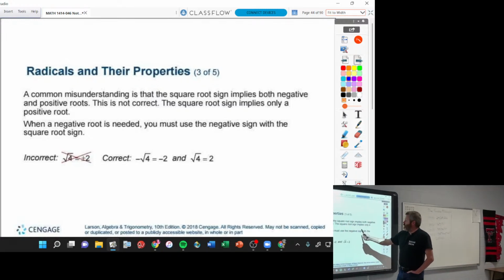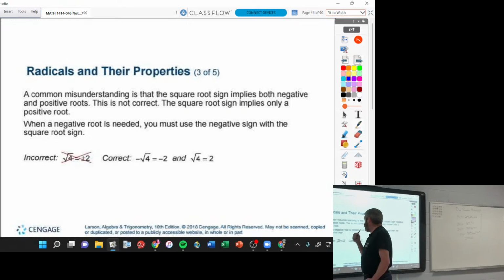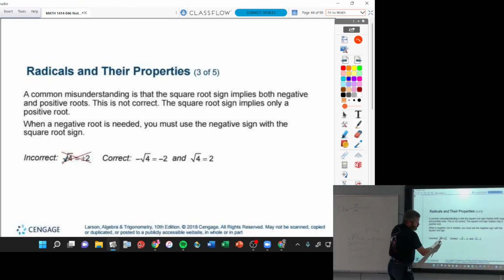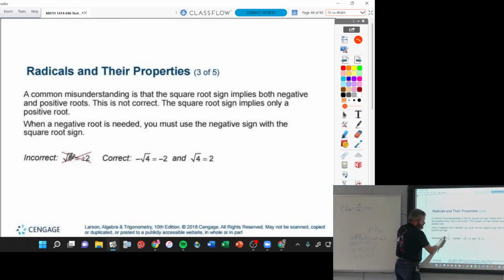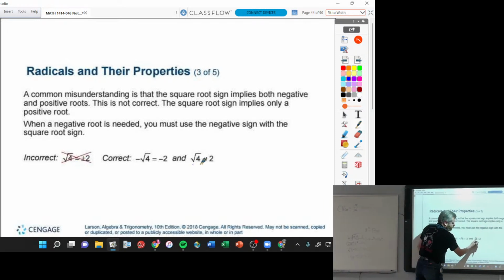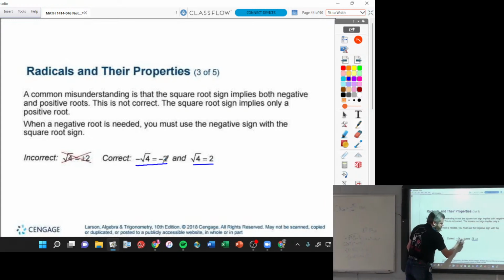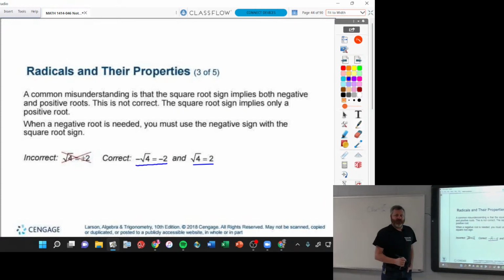I'm simply asking for the principal square root. A common misunderstanding about square root signs: some people say that the square root of 4 is plus or minus 2. This is not true. The square root of 4 is 2. And the negative square root of 4 is negative 2.